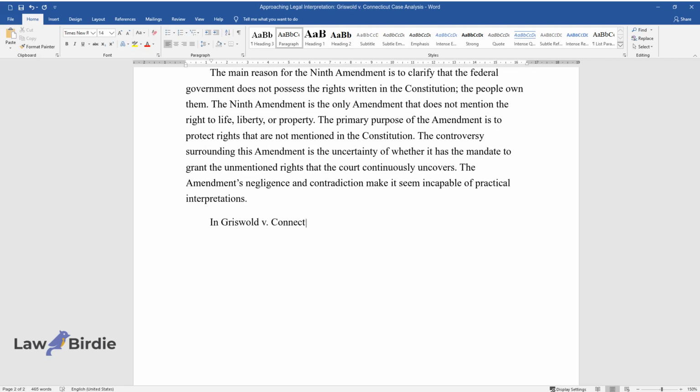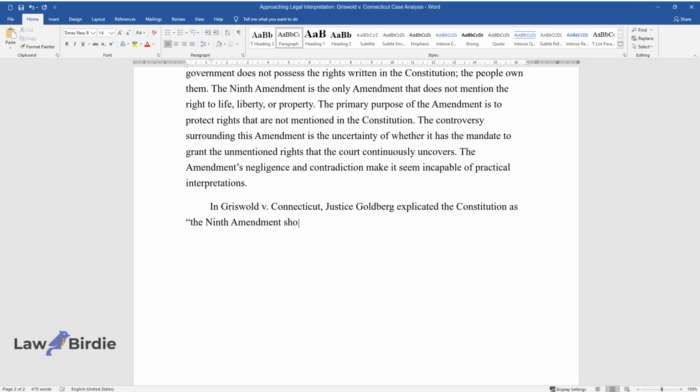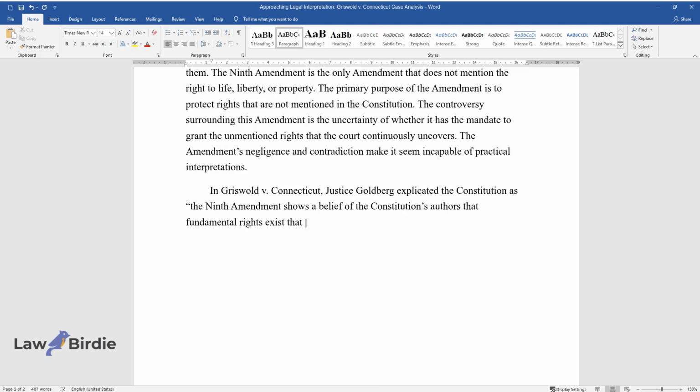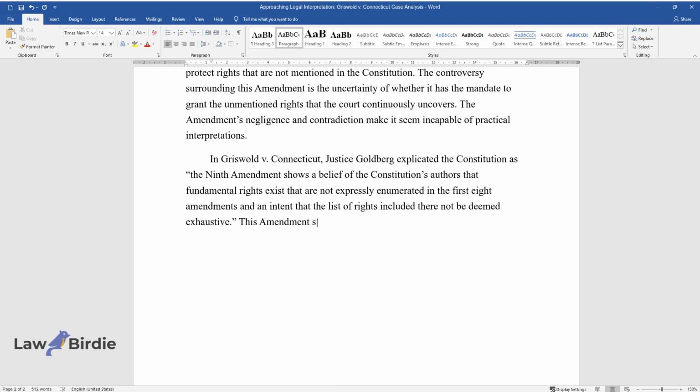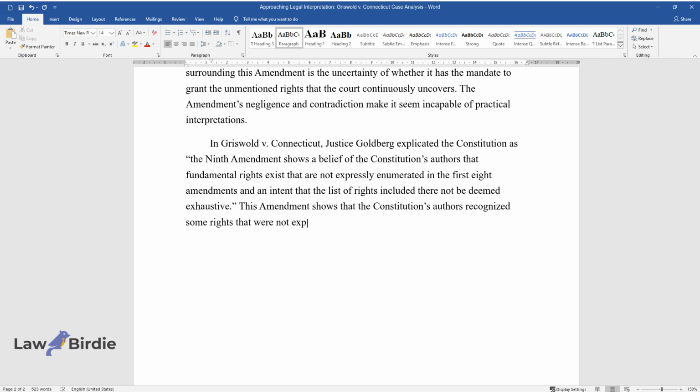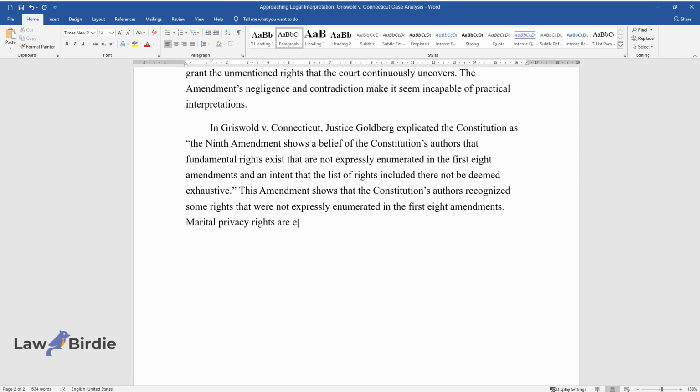In Griswold vs. Connecticut, Justice Goldberg explicated the Constitution as the Ninth Amendment shows a belief of the Constitution's authors that fundamental rights exist that are not expressly enumerated in the first 8 amendments, and an intent that the list of rights included there not be deemed exhaustive. This amendment shows that the Constitution's authors recognized some rights that were not expressly enumerated in the first 8 amendments. Marital privacy rights are examples of what the Ninth Amendment serves and protects.